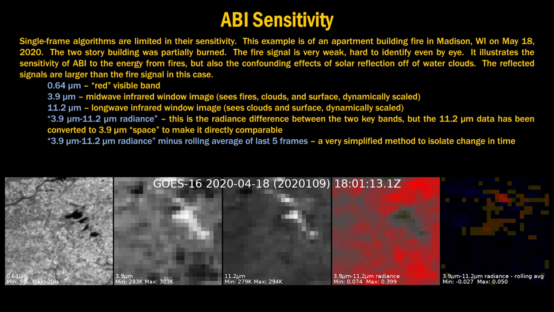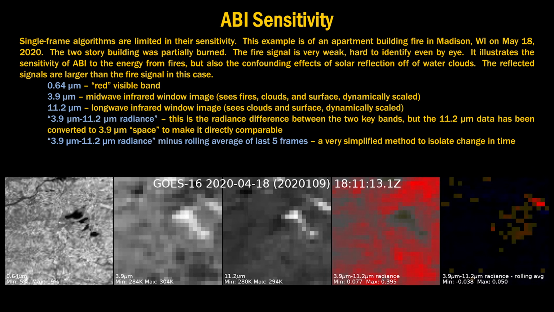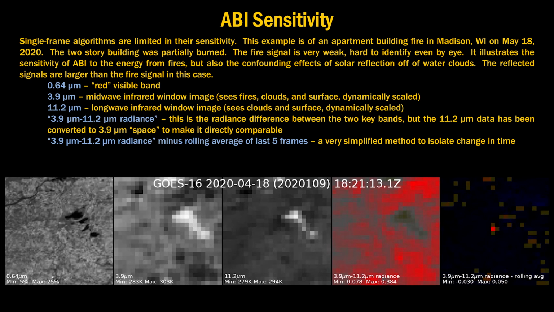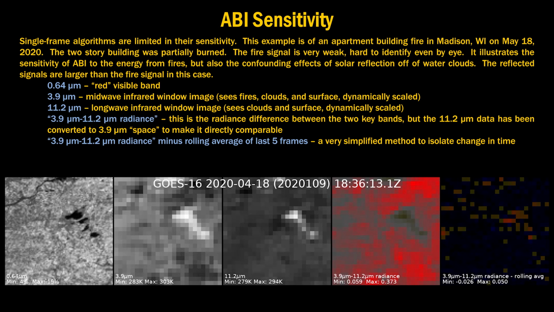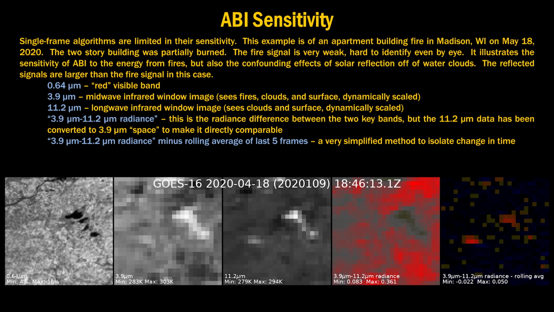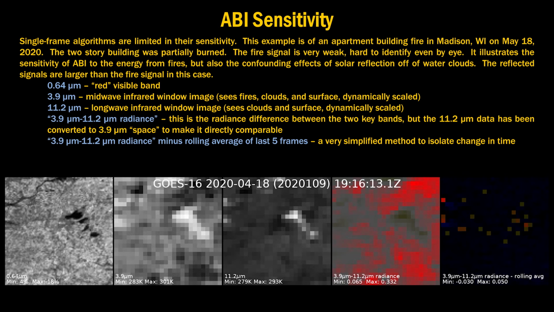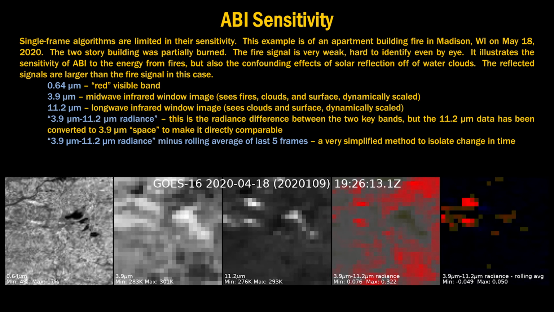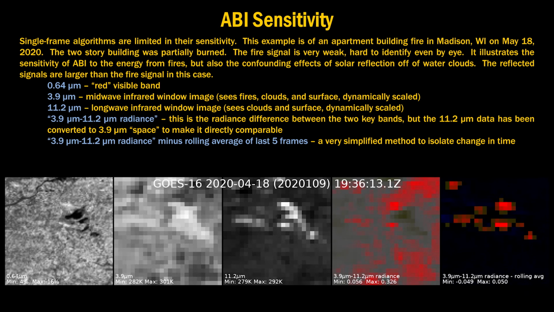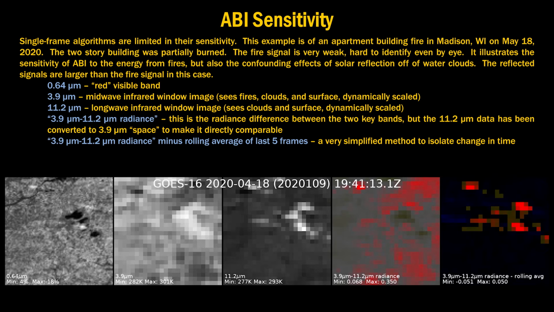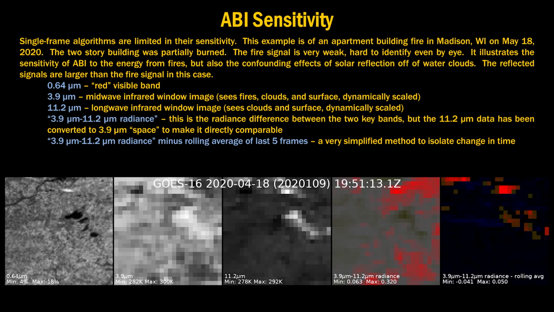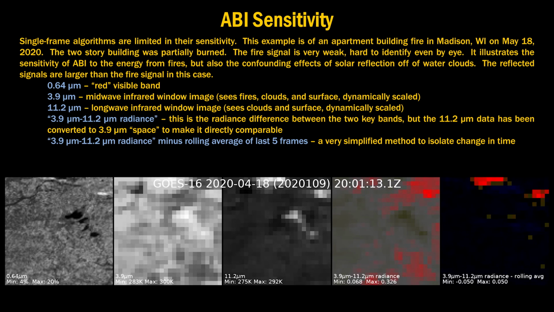Here we have the red visible band, the 3.9 micron midwave infrared again, dynamically scaled of course, the 11.2 long-wave infrared band, dynamically scaled yet again. We also have the radiance difference in 3.9 micron space again, also dynamically scaled. And we have the 3.9 difference in 3.9 micron space, minus the rolling average of the last 5 frames to simulate a temporally enabled algorithm. As you can see, the fire signal is very weak and only shows up at 1821 and 1826 UTC, and we only know for sure it's a fire because we know the fire was there.